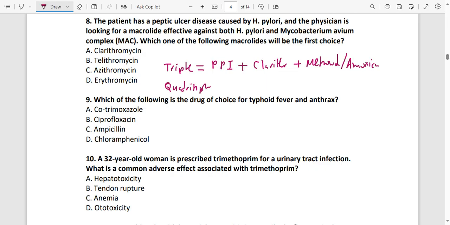And the clarithromycin, being a macrolide, we know how the macrolides really work. They are trying to prevent the synthesis of proteins, by binding to the 50S subunit. A proton pump inhibitor prevents the production of the acid. So that's how it's going to work.